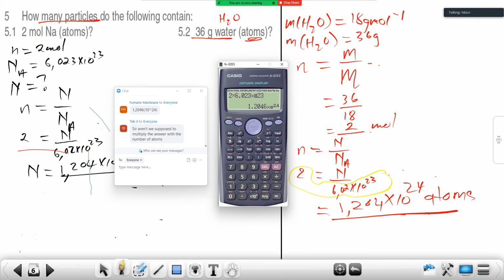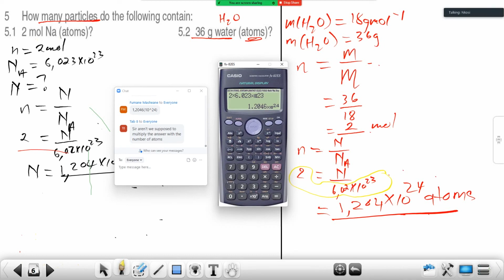I want to show you something. It says here, 36 grams of water atoms. So we are not calculating for hydrogen specifically. We are not calculating for oxygen specifically. We are calculating now for water. If the question was specific to say now, let's calculate for hydrogen atoms. That is what I want to emphasize.